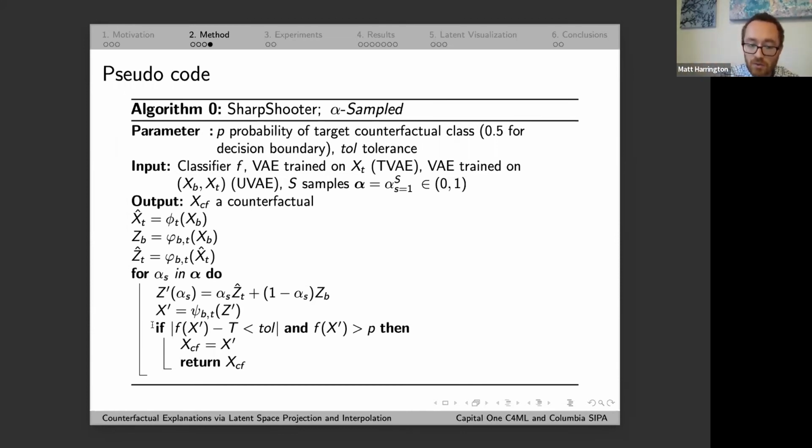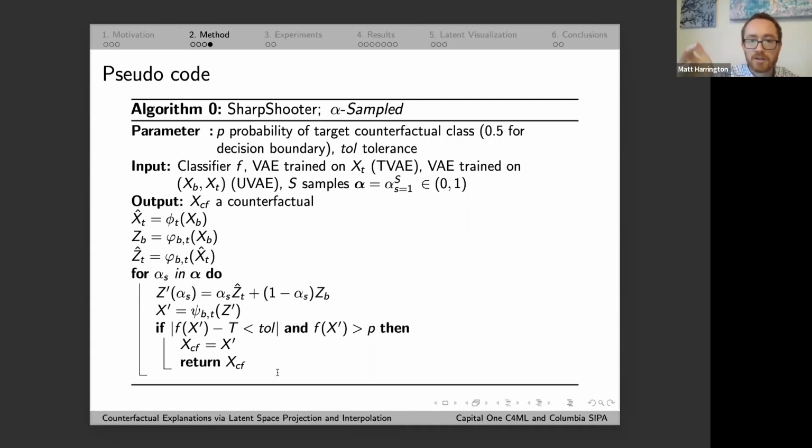And now we check how good it is. So we pass it through the classifier F. If it's within that tolerance from the probability, and it's in the right class, so it's classified as a target, then that is our new counterfactual, and that's the one we return.